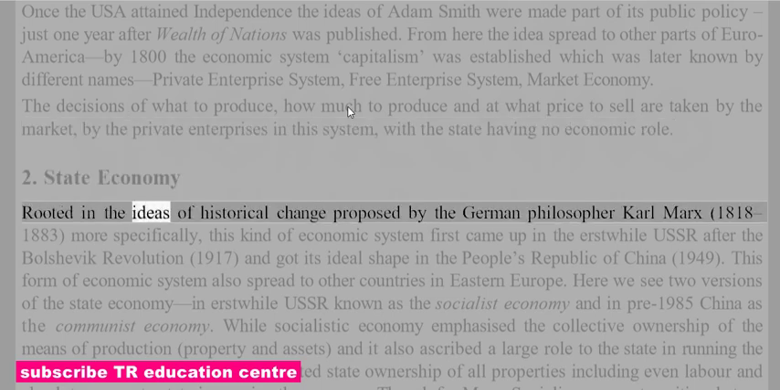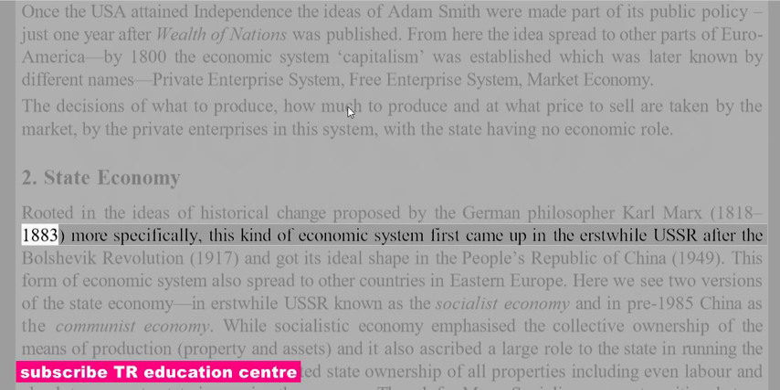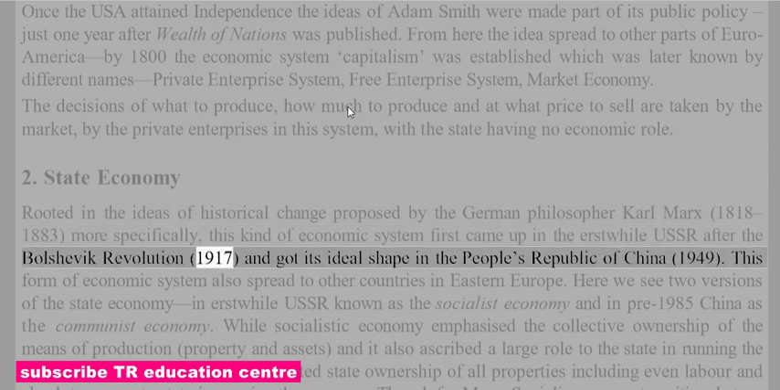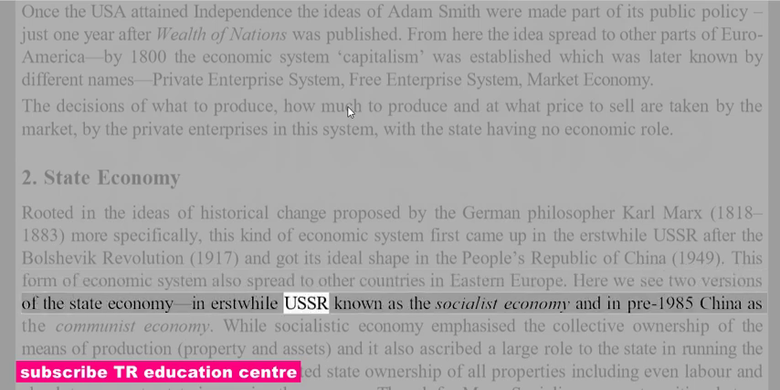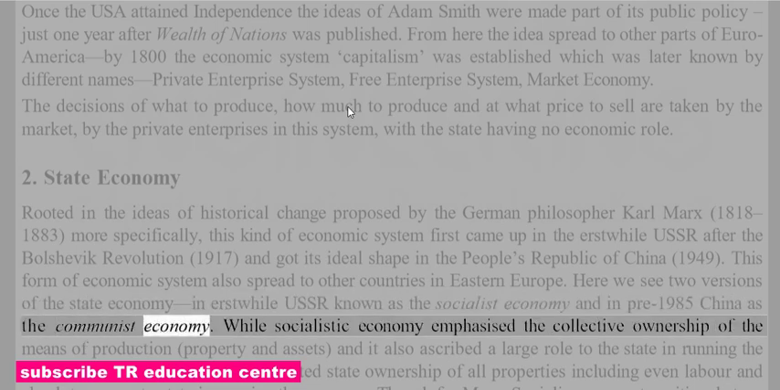2. State economy, rooted in the ideas of historical change proposed by the German philosopher Karl Marx, 1883. More specifically, this kind of economic system first came up in the erstwhile USSR after the Bolshevik Revolution, 1917, and got its ideal shape in the People's Republic of China, 1949. This form of economic system also spread to other countries in Eastern Europe. Here we see two versions of the state economy, in erstwhile USSR known as the Socialist Economy and in pre-1985 China as the Communist Economy.